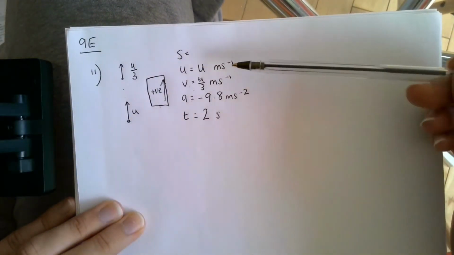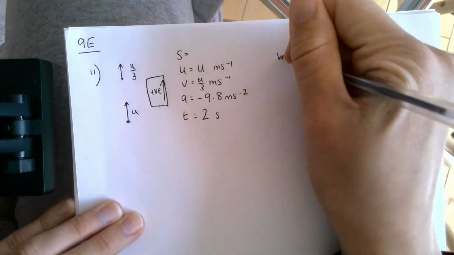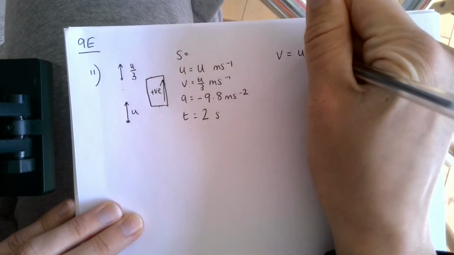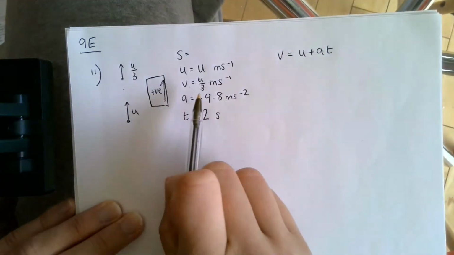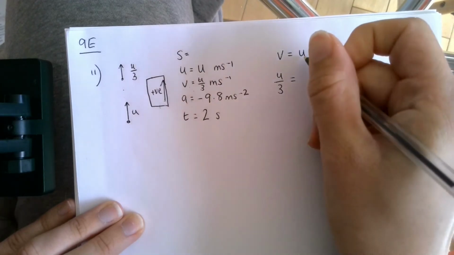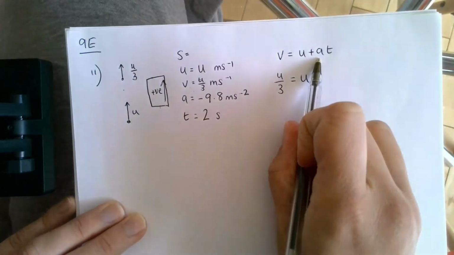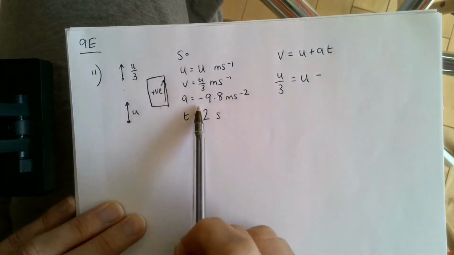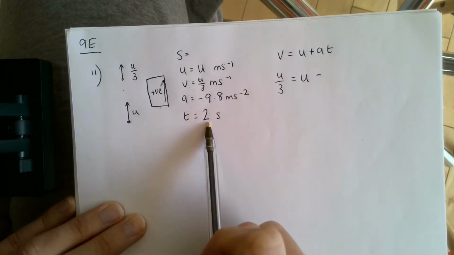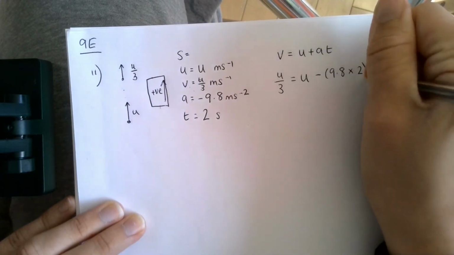So I'm looking for the formula that involves u, v, a, and t. And that formula is the first one, v equals u plus at. So let's sub in what we know. We know u over 3 is what v is. u, well, I'm just going to use the letter u for that, plus negative 9.8, sorry, times t, which is 2. So negative 9.8 times 2.